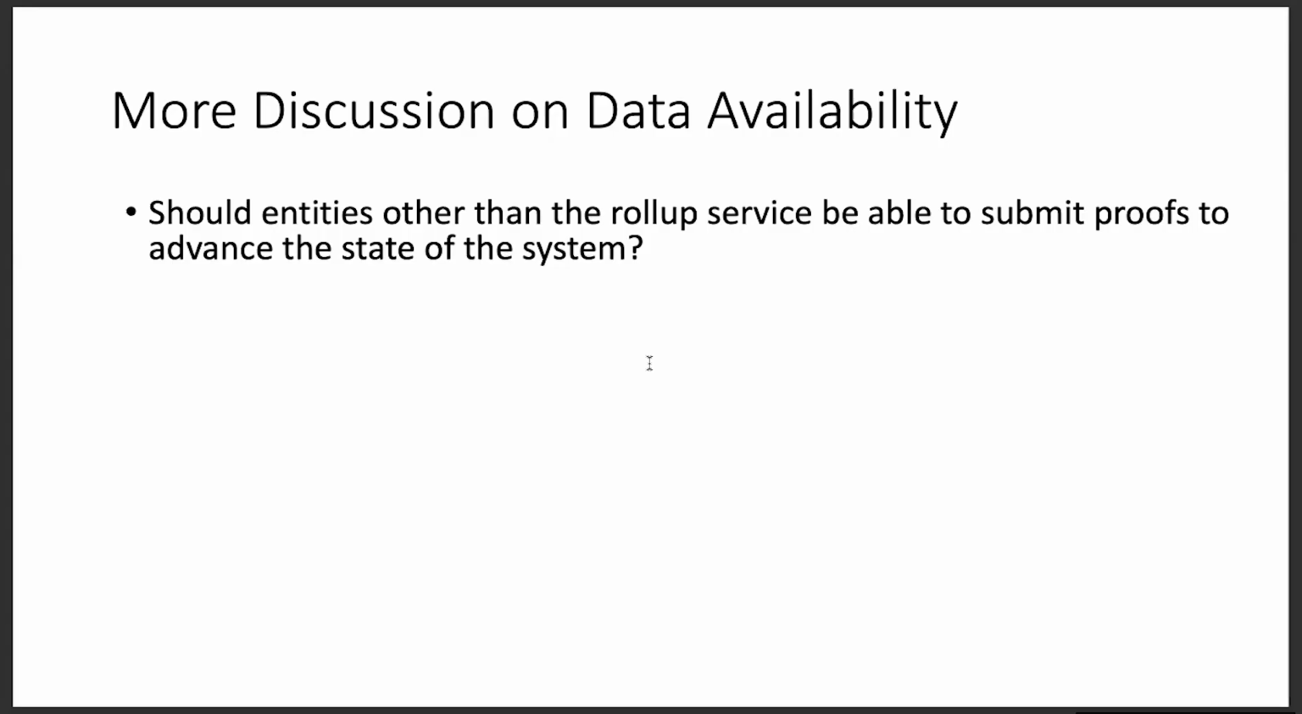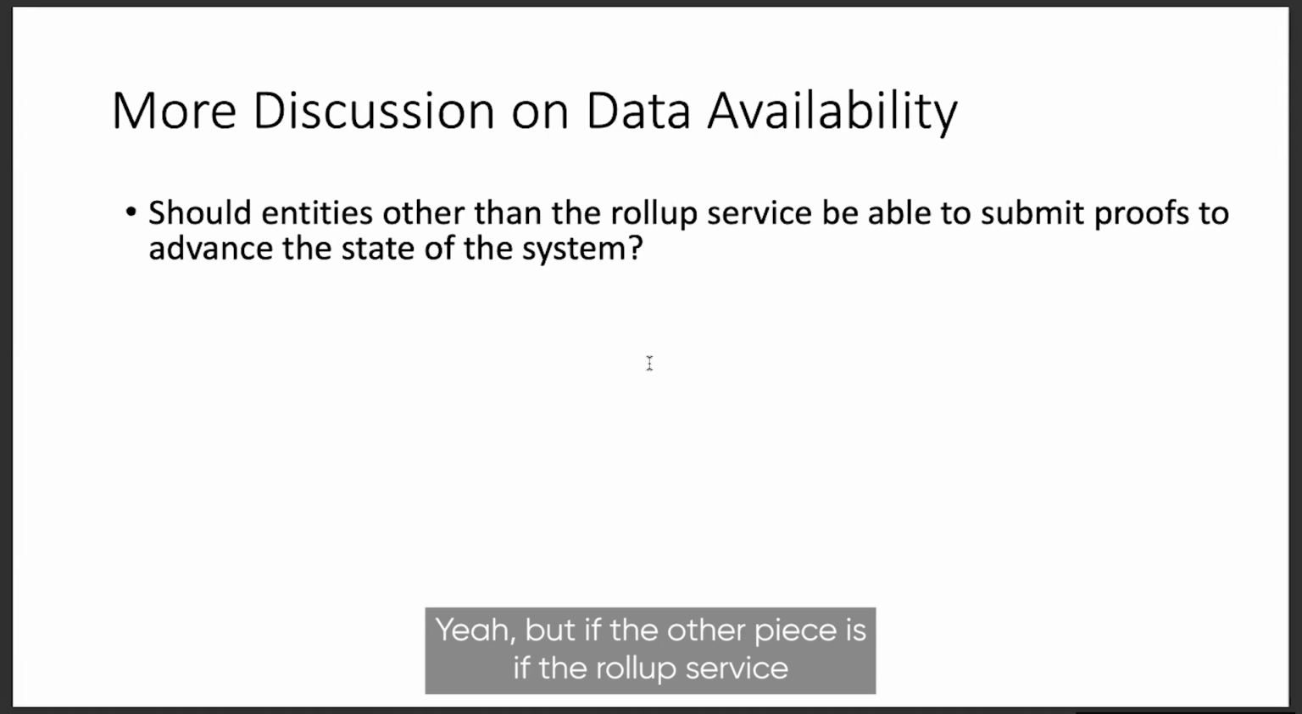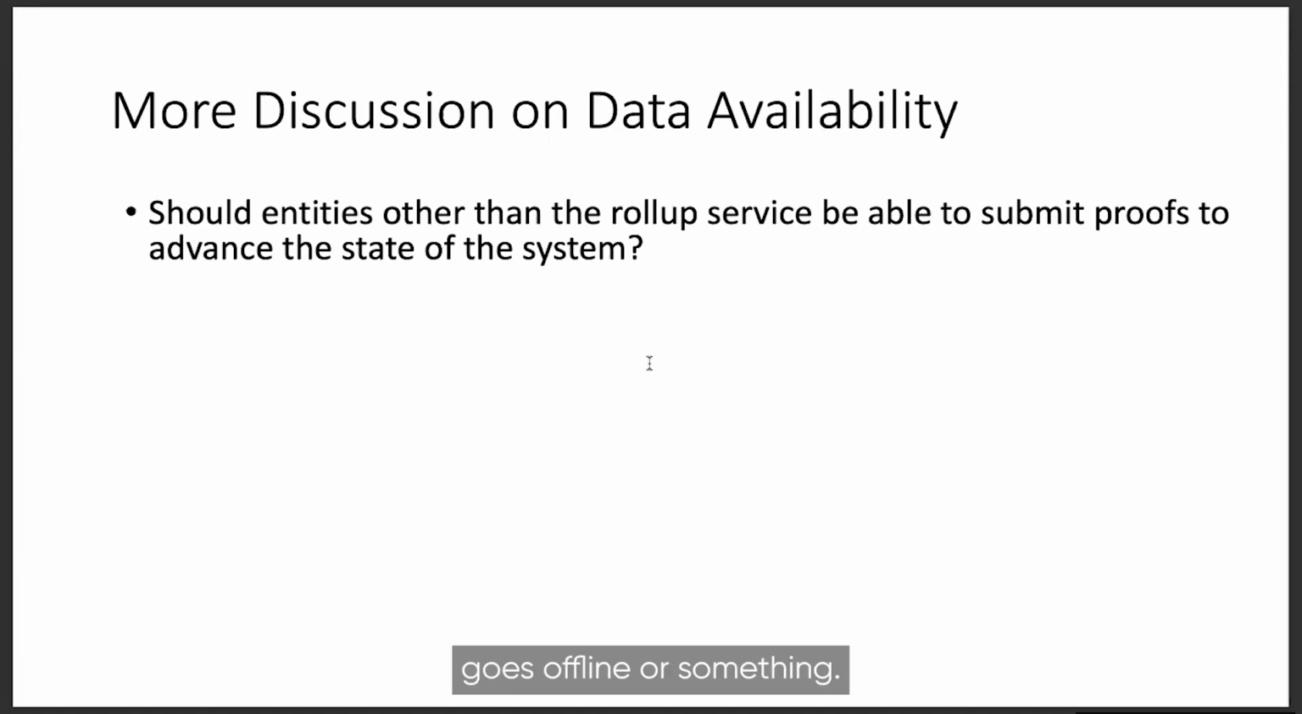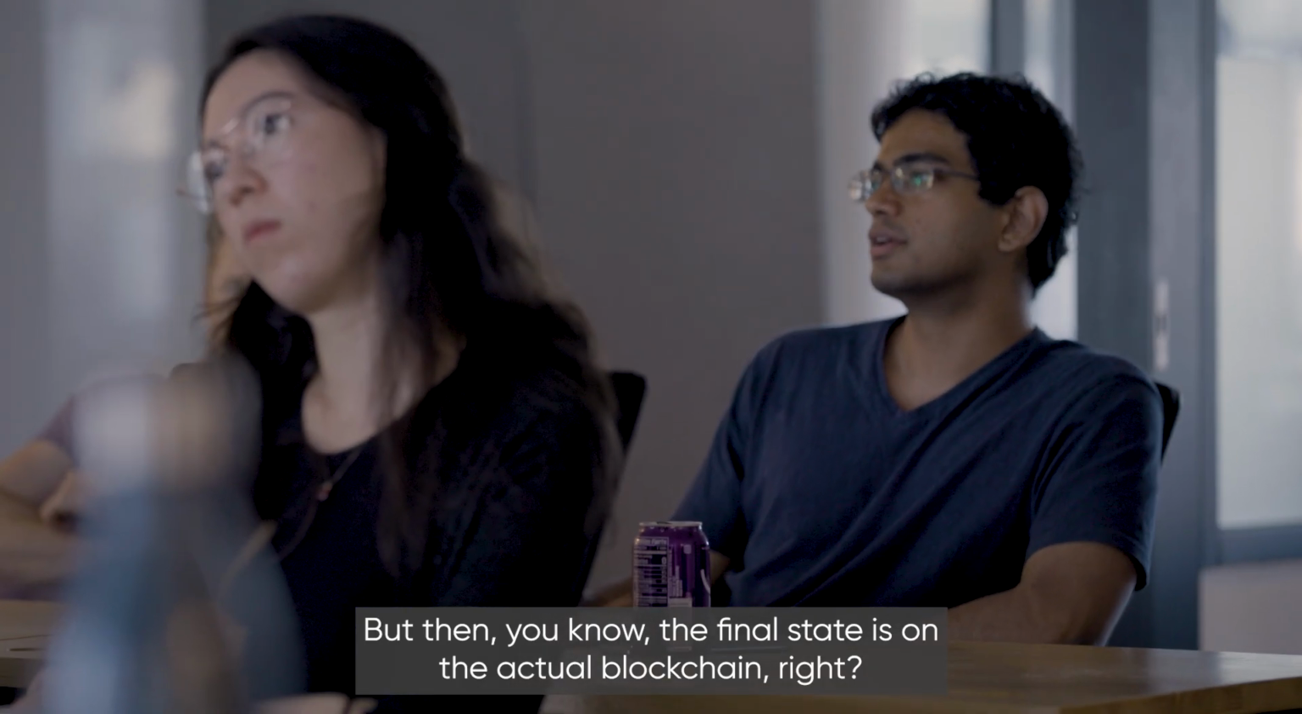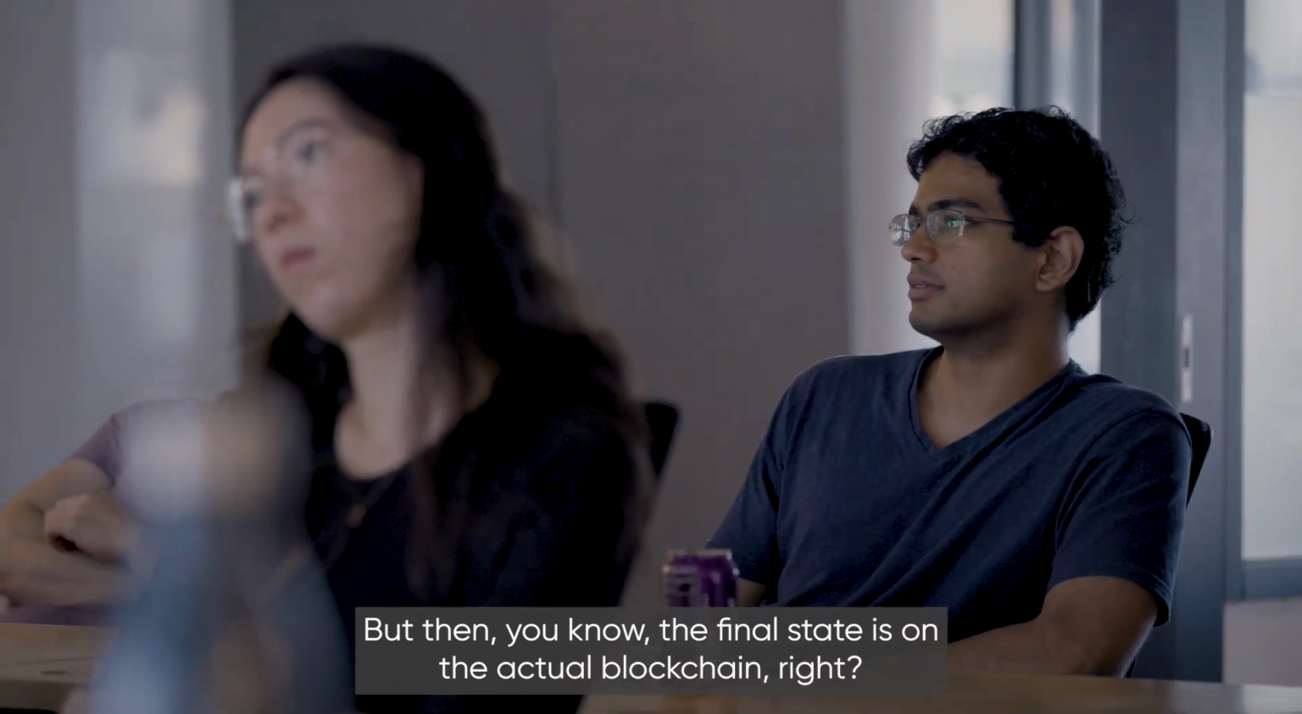Yeah, I mean, if you just trust the rollup service in every way, you can obviously just trust them to solve data availability themselves, right? But the whole point of being worried about data being available is, what if the rollup service gets compromised? What if they're trying to censor you, and you have to force withdrawal from them? Yeah, but the other case is the rollup service goes offline or something. Yeah. But then the final state is on the actual blockchain, right?